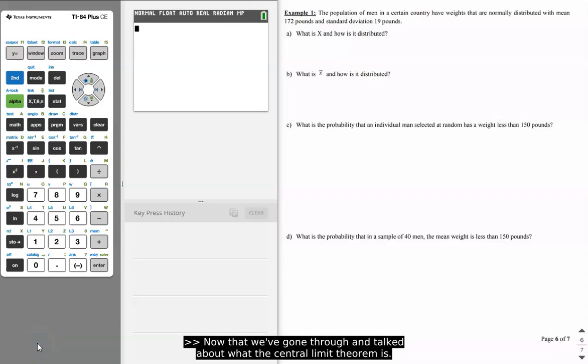So now that we've gone through and talked about what the central limit theorem is, now we're going to apply it to some of these types of problems. And we're going to see stuff from 6.3 and then 6.5 sort of woven in here.